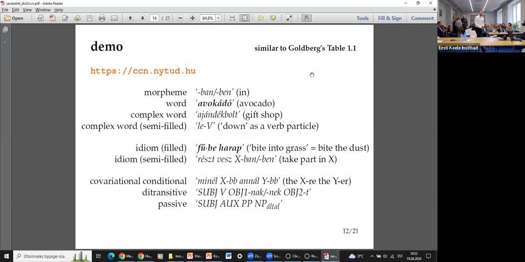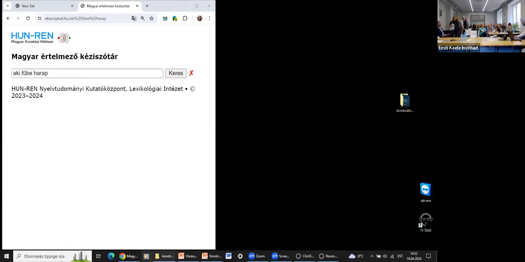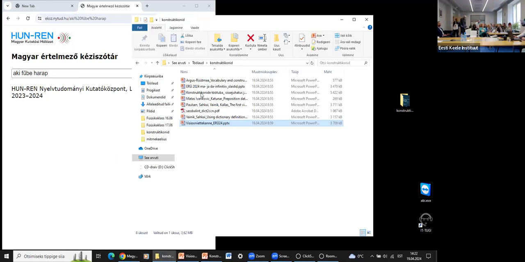Thank you very much. Now I give the floor to Daniela from Croatia, and we are going to talk about a preposition database for Croatian and prepositional constructions.